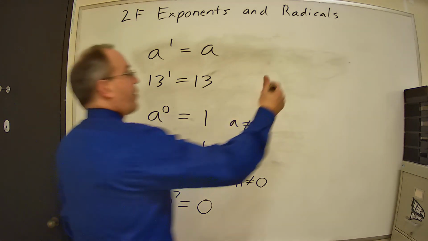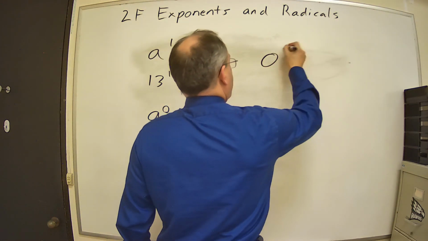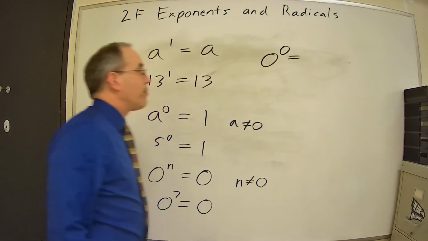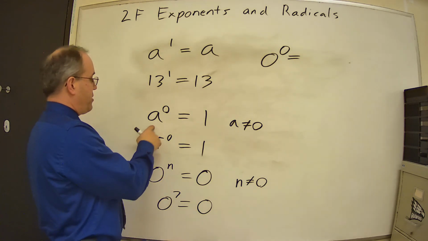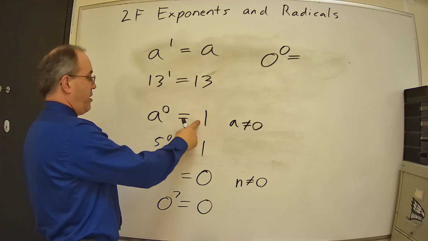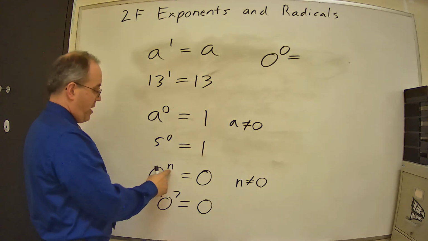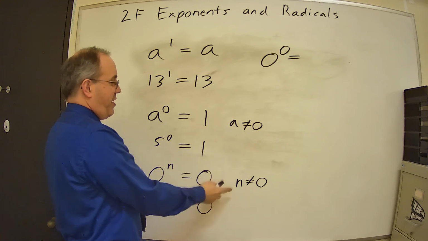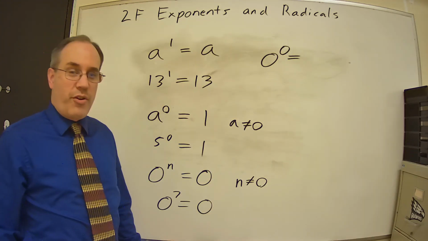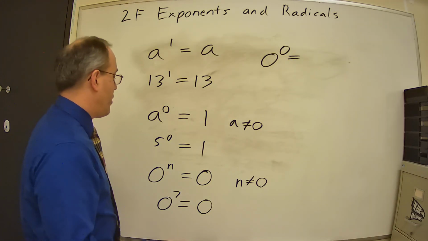Well, 0 to the 0th power. If we look at these rules, any number raised to the 0th power is 1. 0 raised to any power is 0. You can already see, and we said that the other value couldn't be 0 in those, we run into a problem.